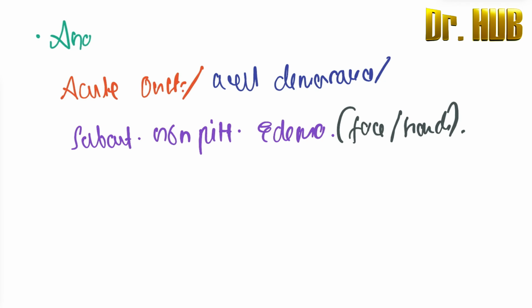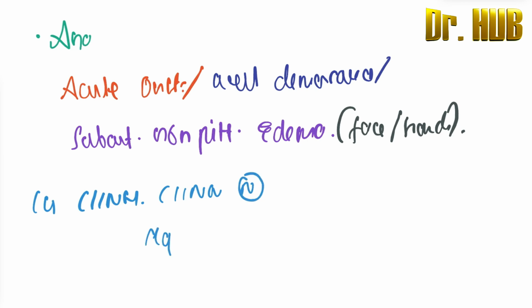Next, what are the features? When you look at the C1 level, C4 level, C1 INH function by the chromogenic assay as well as the C1 INH level, all of these are normal. And the C1Q level also turns out to be normal.